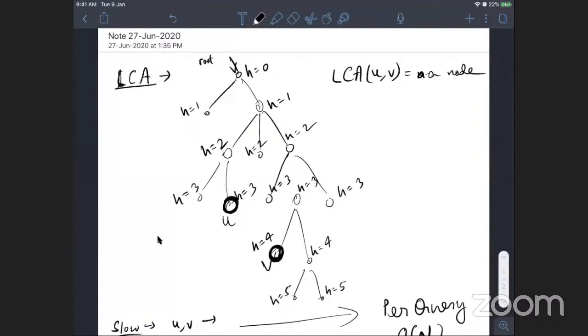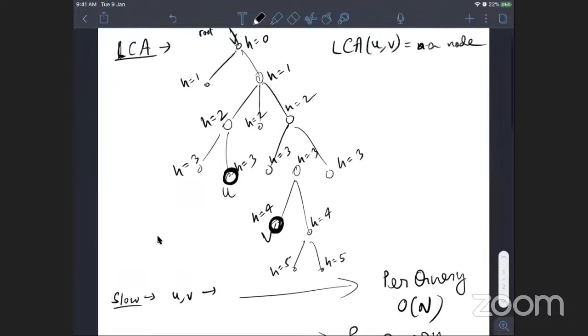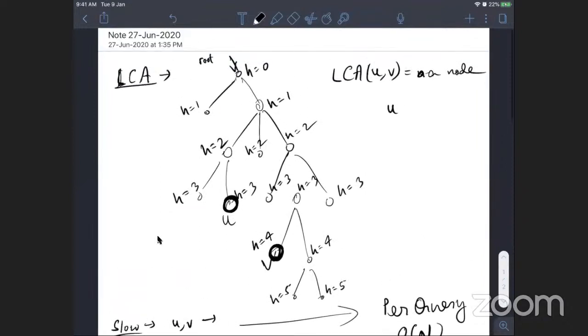Now the algorithm for a slow LCA, slow lowest common ancestor finding, is basically: take u and v. Let u dash be u, let v dash be v. Now, whichever guy is deeper in the tree, make him climb one step up.